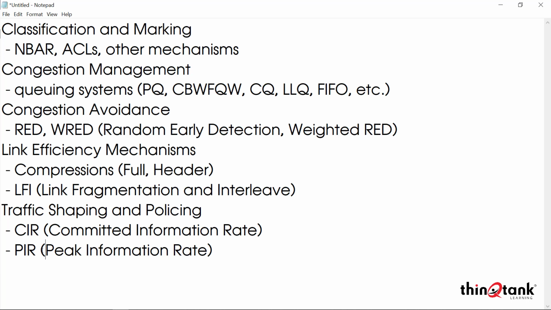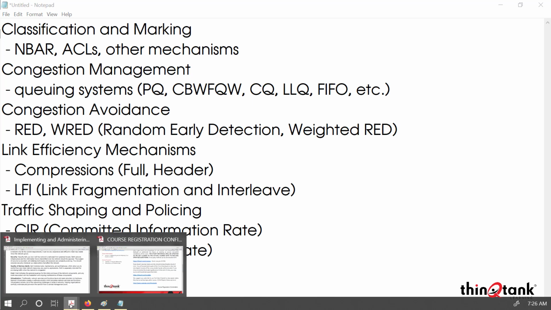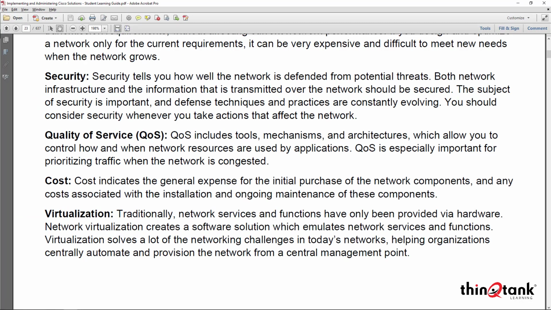Obviously, the QoS section in your books, in the self-study piece, is going to be much more detailed, but this should give you a little bit of an idea. When they talk about QoS, literally they had one sentence, well, two, actually. QoS includes tools, mechanisms, and architectures which allow you to control how and when network resources are used by applications. QoS is especially important for prioritizing traffic when the network is congested. And how do we do that? We use all those tools that I just described, okay? Now, fundamentally, there are two different types of QoS in networks.